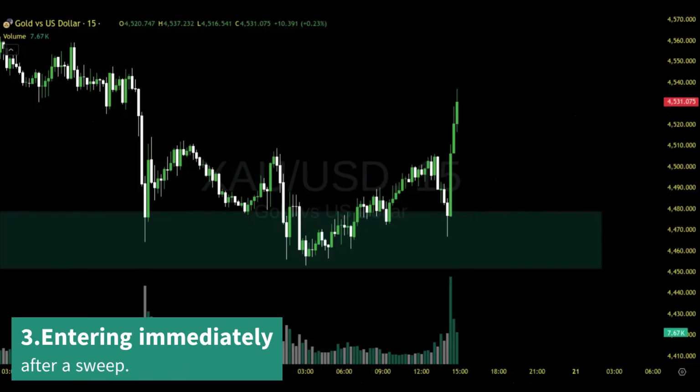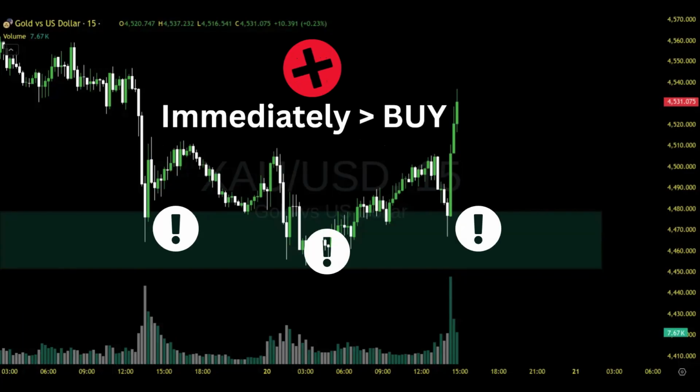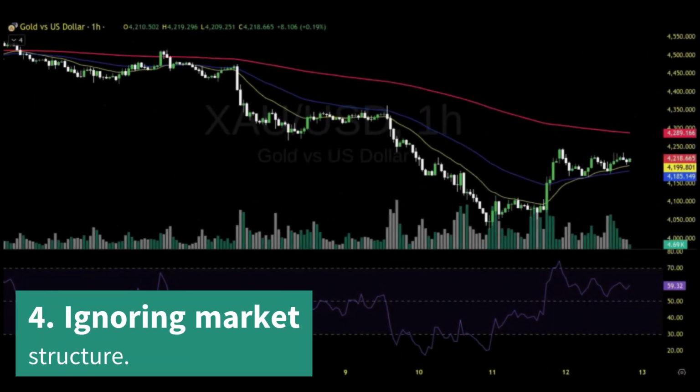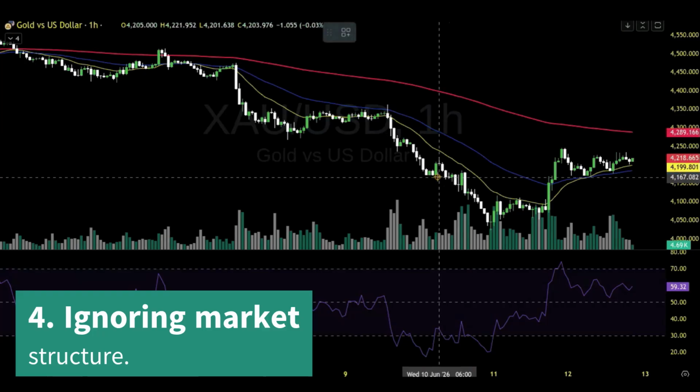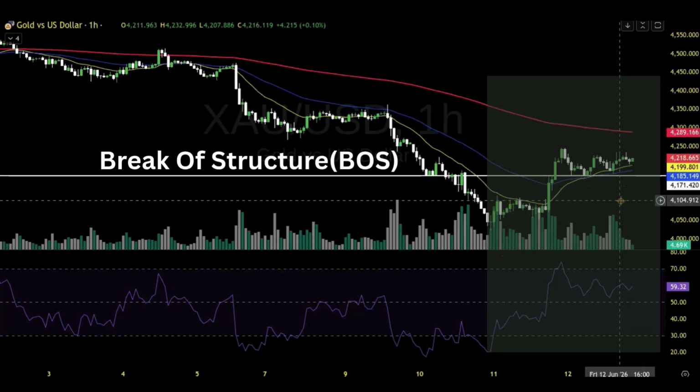Mistake number 3. Entering immediately after a sweep. A liquidity sweep alone is not enough. You still need confirmation. Mistake number 4. Ignoring market structure. Liquidity works best when combined with structure. Never analyze liquidity by itself.